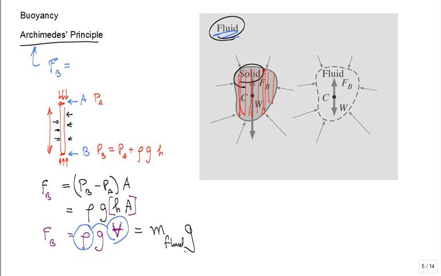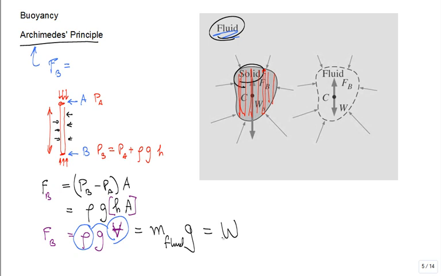And I know mass times g is weight. Is it the weight of the solid that displaces the fluid, or is it the weight of the fluid that is displaced by the solid? This is a tongue twister, but if we get the concept right, it's the weight of the fluid that's displaced by the solid. That's the magnitude of the buoyancy force.